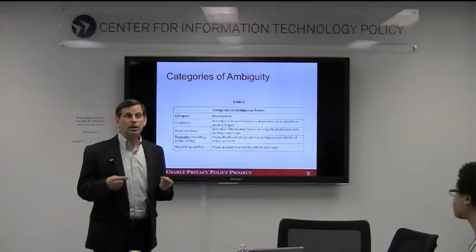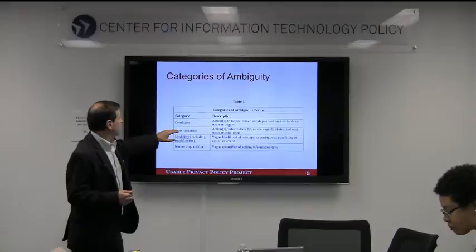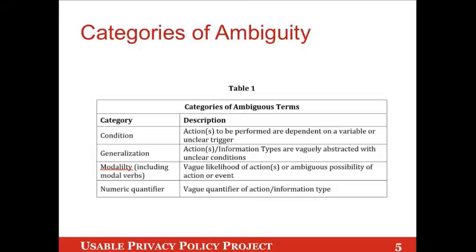What we care about is it clearly describing those really bad privacy practices. So we had four categories. We looked at conditions, which are actions that are dependent on some variable or a trigger factor that we don't know is going to happen. We look at generalizations.